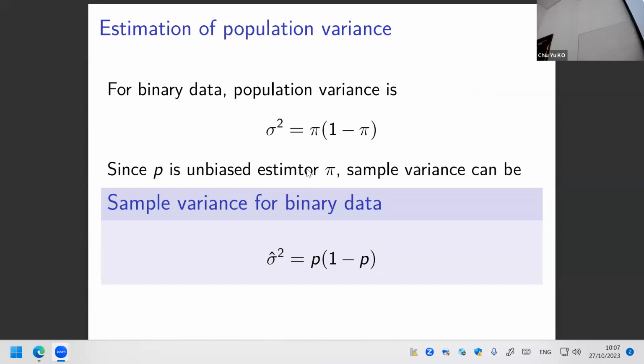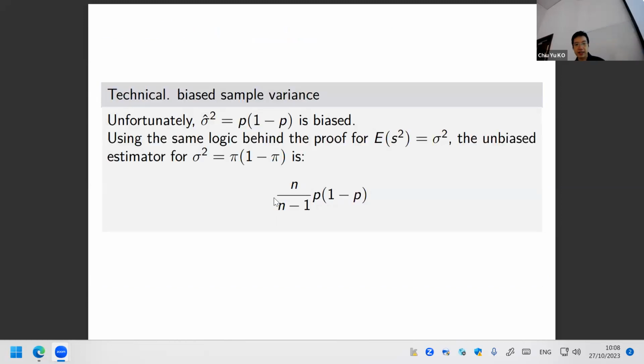You notice most of the books use this one. And some of you, if you are mathy, would jump up and say, wait a minute, this is biased. Yes, this is biased. But the one that is not biased is this one. You have to adjust, multiply, like what you do for the sample variance. And you probably ask, why am I using the biased version?